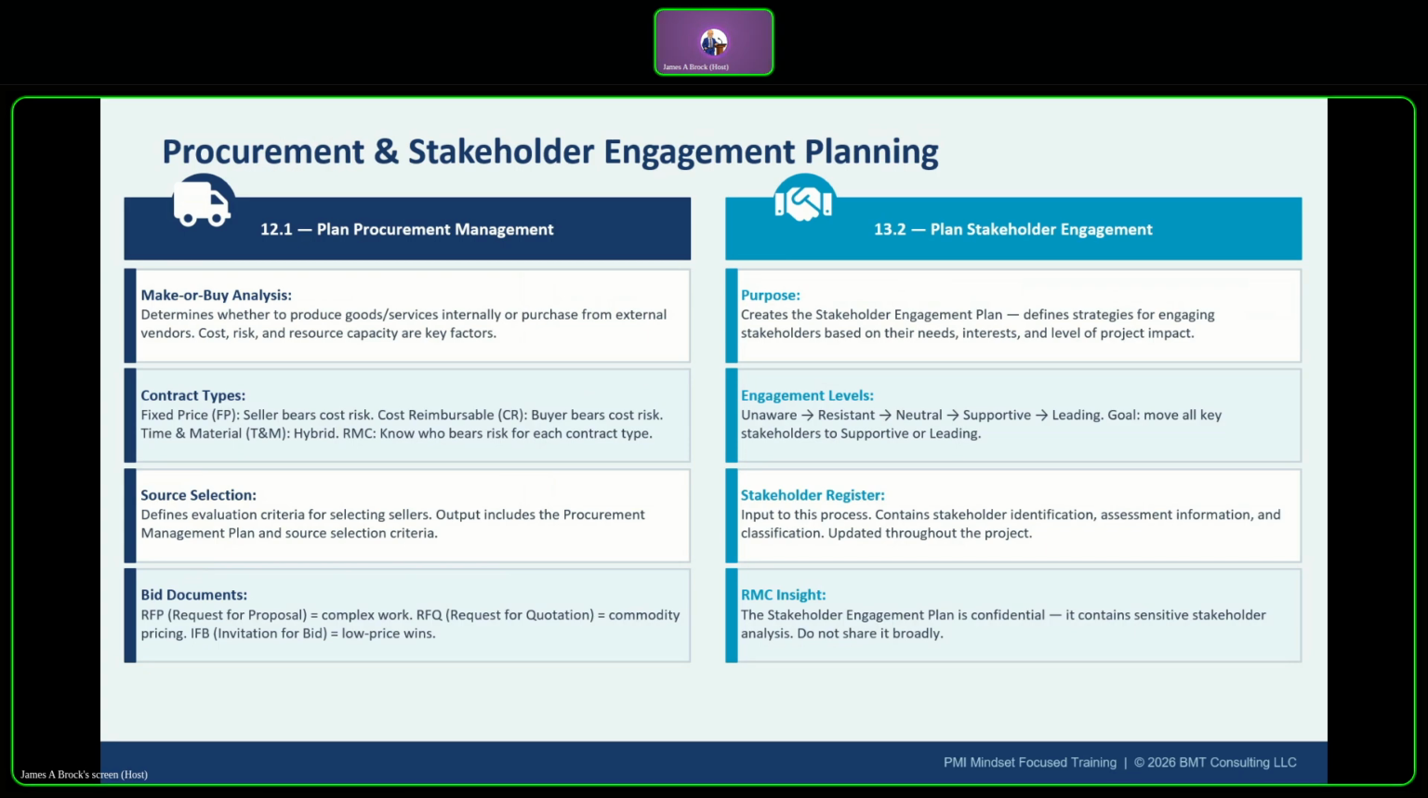The important goal for you is to move all key stakeholders to a supportive or a leading level of engagement. The stakeholder engagement plan is confidential because it contains sensitive analysis of your individual stakeholders. So you don't want to just have that out for everybody, because this is your intel on your stakeholders, and you don't want to offend anybody by information that might be in there. But the information that's in there is going to help you deal with those individuals and how you are going to come up with a plan to help get them to that supportive and/or leading type role. Okay.